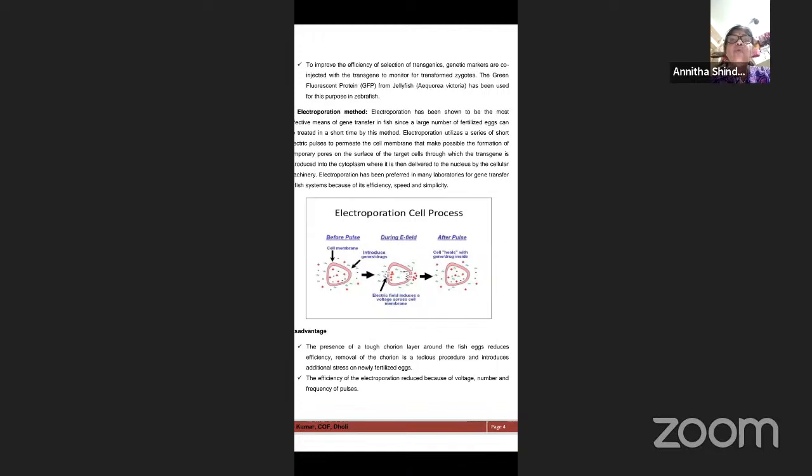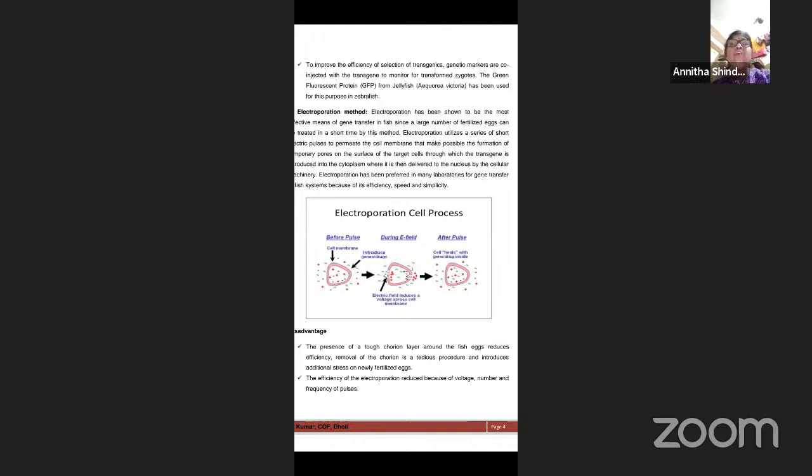Next, to improve the efficiency of selection of the transgenic, genetic markers are co-injected with the transgene to monitor the transformed zygote. The green fluorescent protein from jellyfish has been used for this purpose. So what they are saying is, though it has disadvantages, it is still in use since it is very simple, reliable and easy to do. The only thing is that it is time consuming and a lot of laborers need to be involved.